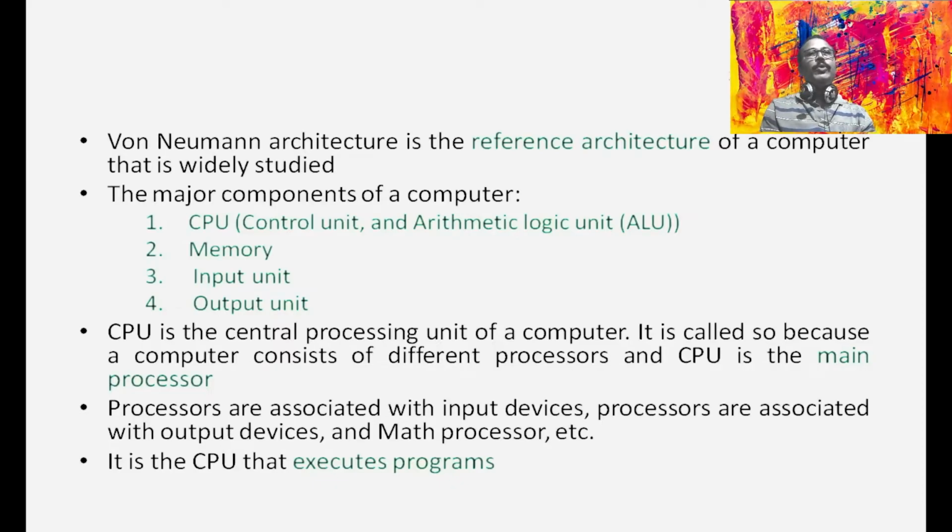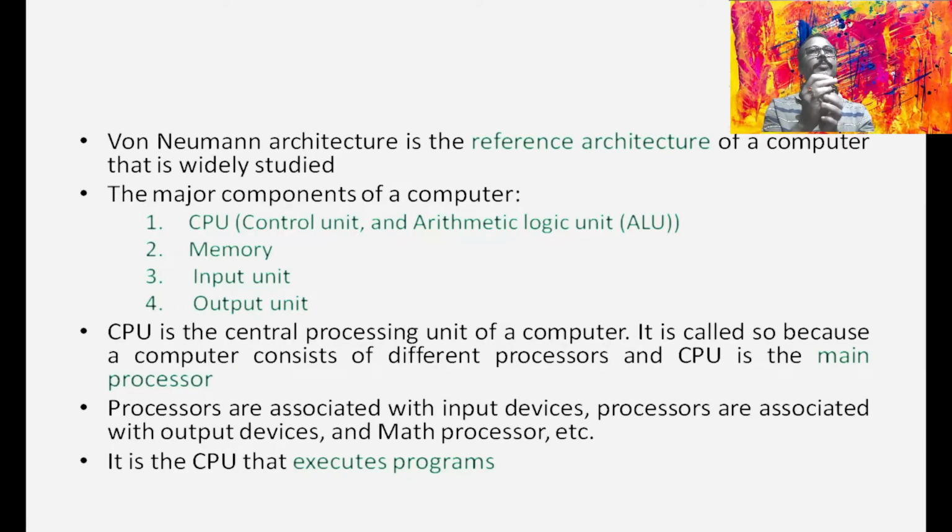So it is the CPU that executes programs. The central processing unit is otherwise called a microprocessor also. When the CPU is reduced to the size of an integrated circuit, an IC, you can find such ICs even inside a calculator, even inside your Walkman, small ICs. When you reduce the size of the CPU to that of an IC, it is called a microprocessor.